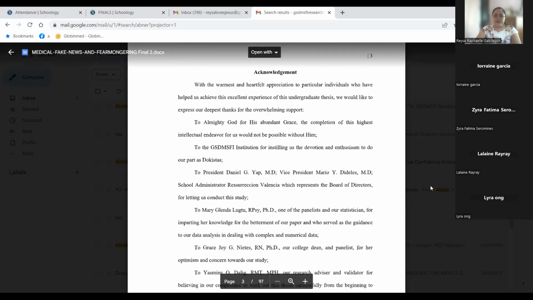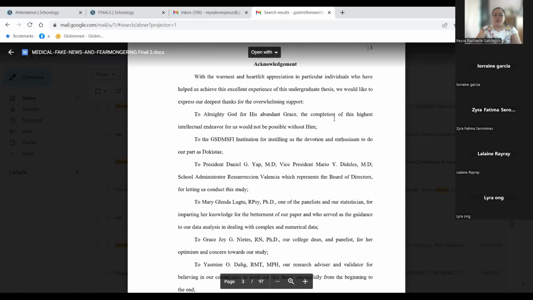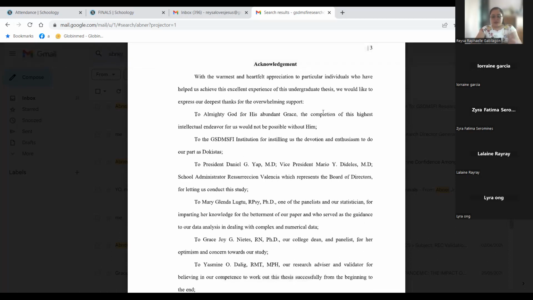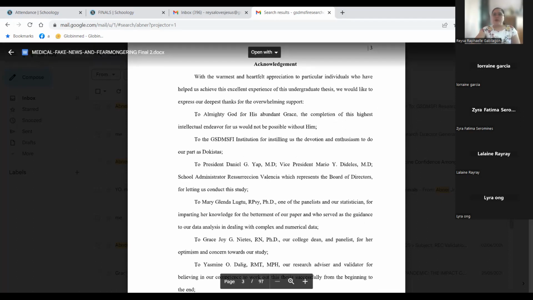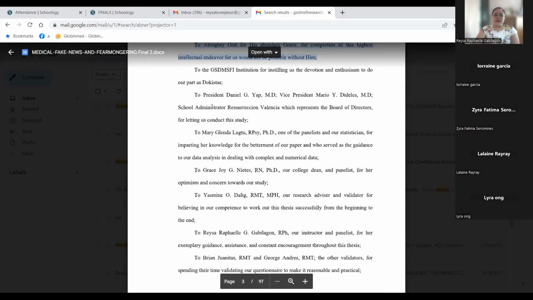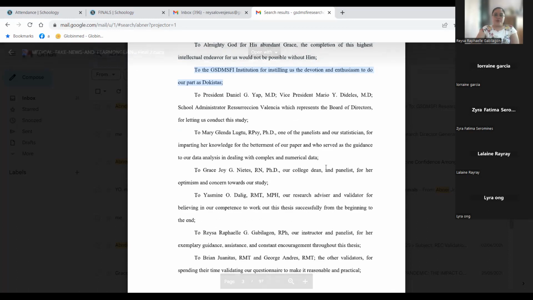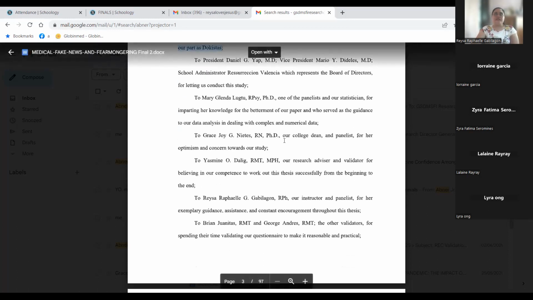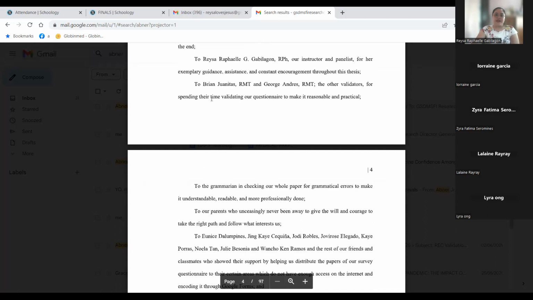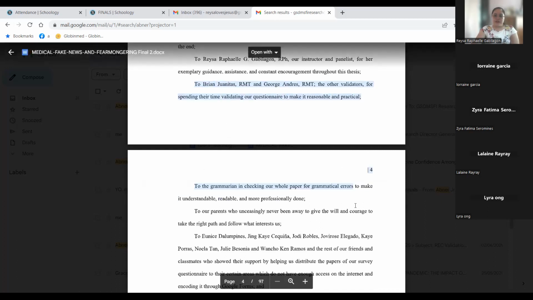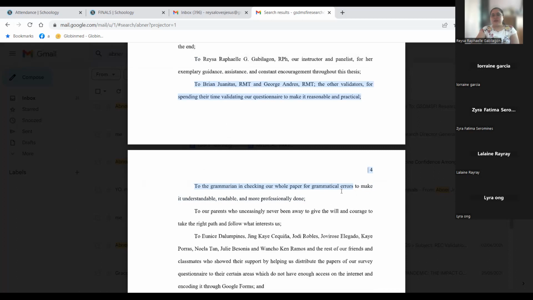And then you have to make an acknowledgement also. You have to include here list of names na you need to acknowledge in your paper because one way or another they have contributed to your study. But our format sa school sa acknowledgement, you start with God and then the GSD-MSFI, the school itself, including the Board of Trustees, and then yung mga panelists ninyo, after sa panelist will be the advisor, and then after the advisor will be the other people that contributed sa study ninyo.